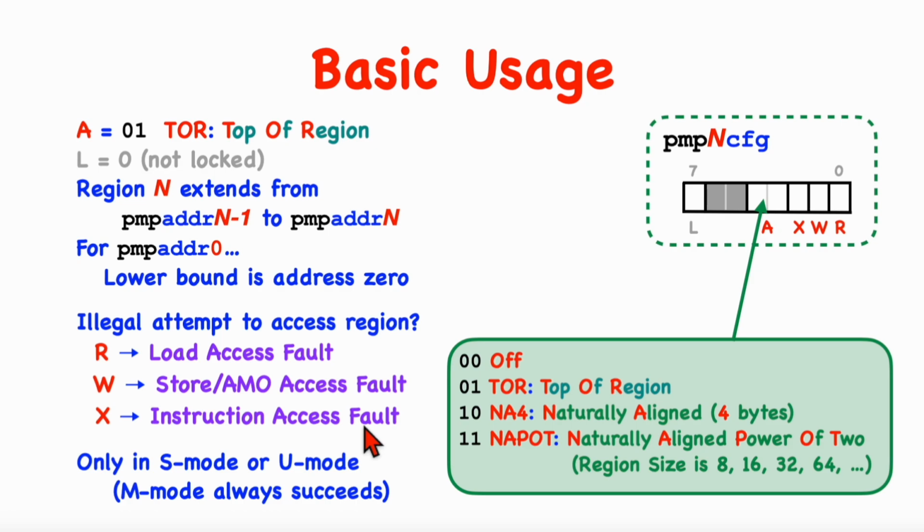Now, in previous videos, I was a little vague about access fault exceptions, and now you know what can cause such an exception. These protection bits are only checked when executing in supervisor mode or in user mode. Machine mode code has full privileges and no checking is done.